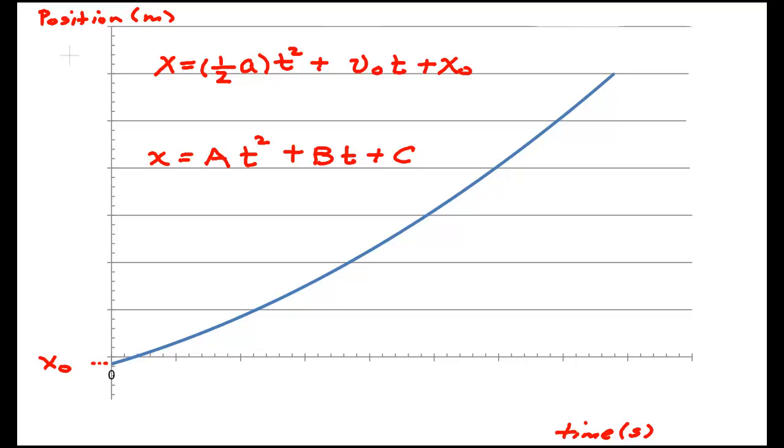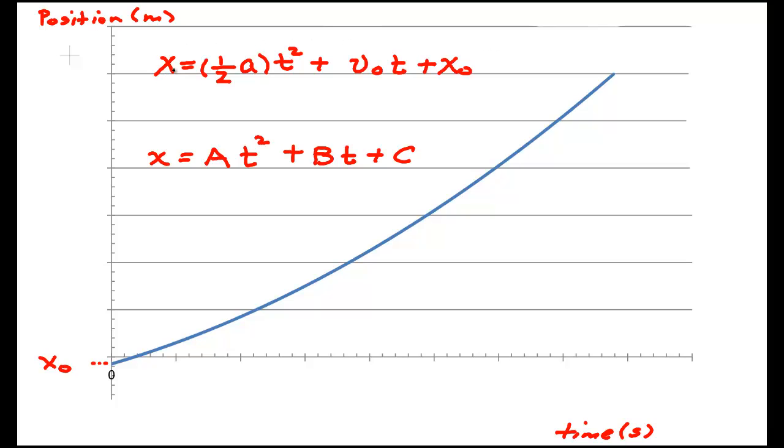Alright, now we continue with our discussion of very special graphs. We are dealing with constant acceleration problems for which the kinematic equations are valid, and we've just found that from the velocity time graph we get this equation for position, known as the second kinematic equation.